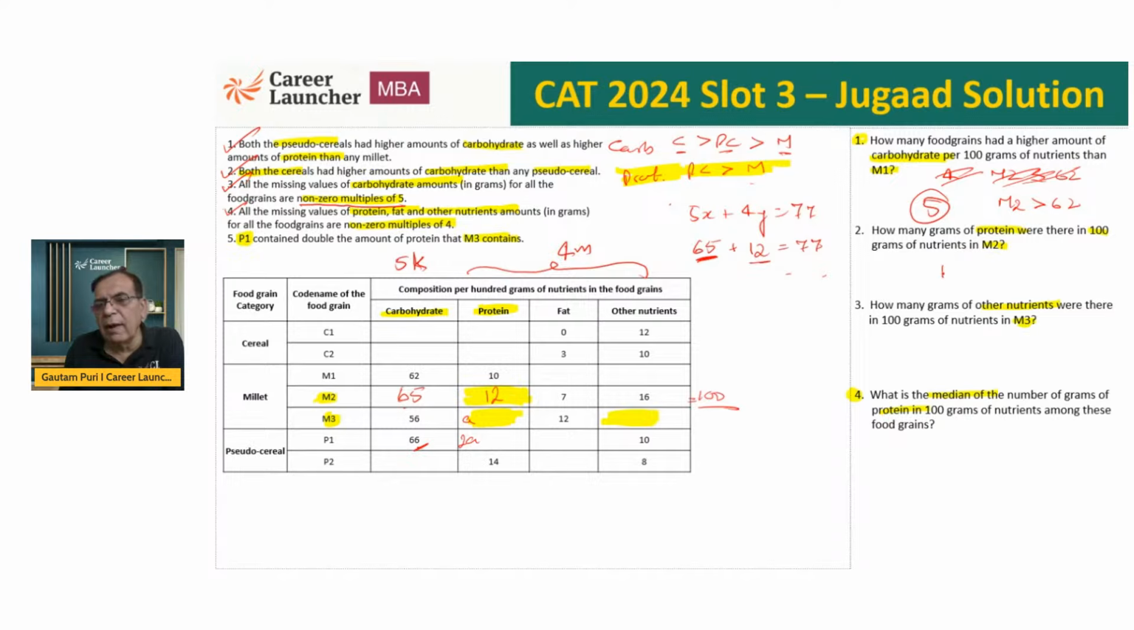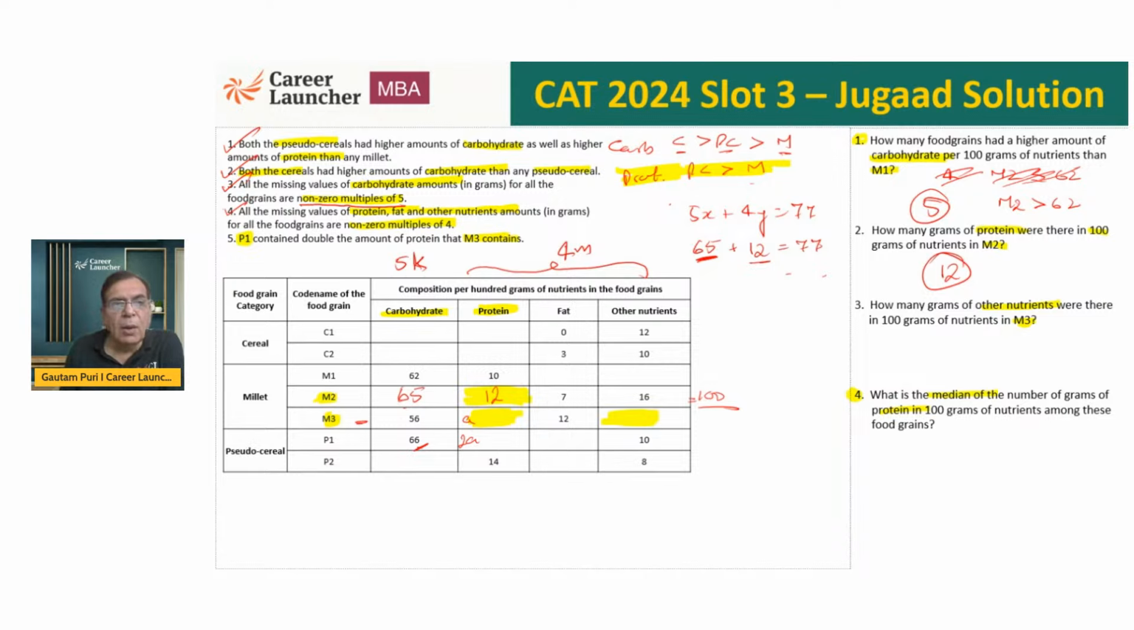12. So we have solved 2 questions in one shot. Okay. Next. Third question, which now what is next we'll do? We'll look at question number 3. How many grams of other nutrients were there in 100 grams of M3? So we are looking at now M3.